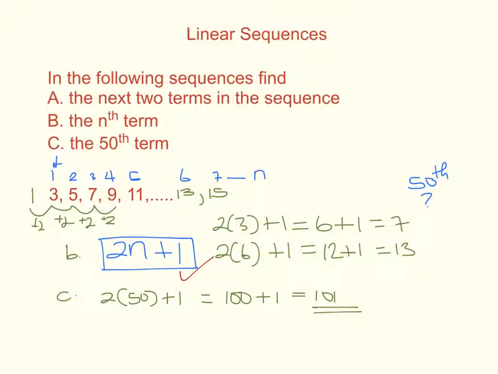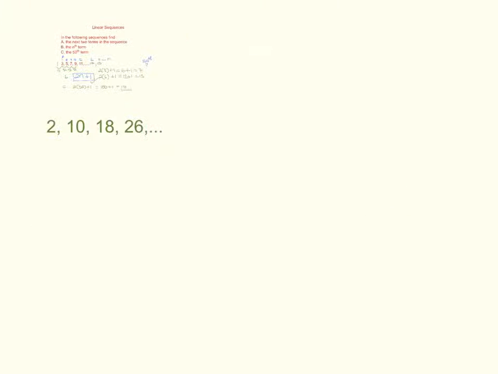Okay, was that straightforward enough? All right then, let's see if we can get a few more to try out, and then you can try some. Okay, so here's our second one, and let's have a look at what's going on with this one. So we're going to do the same thing. We're going to find the next two terms, then we're going to find the nth term, then we're going to find the 50th term. Okay, so let's go then.